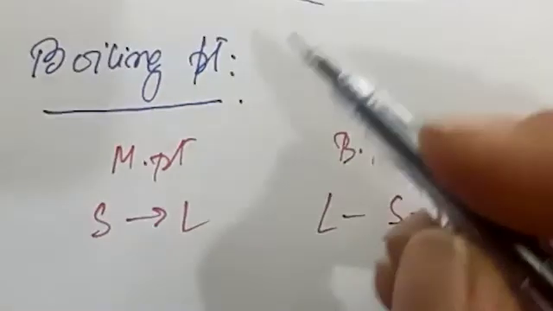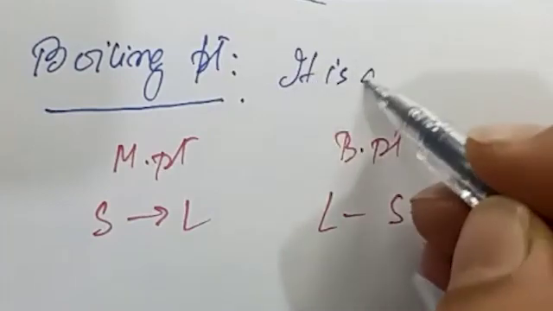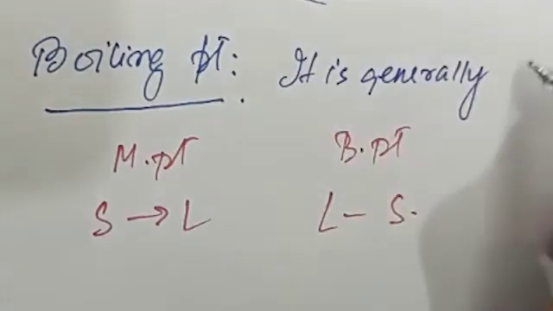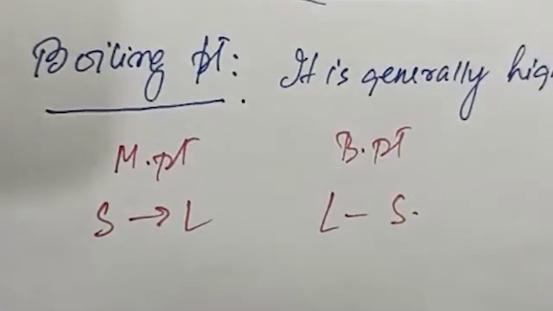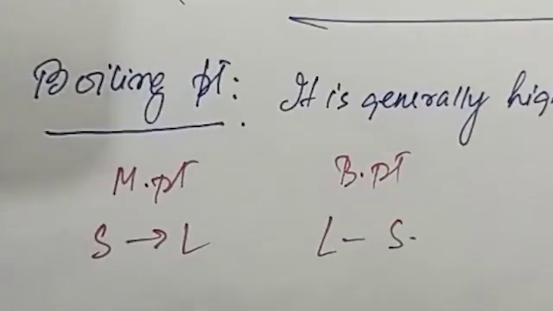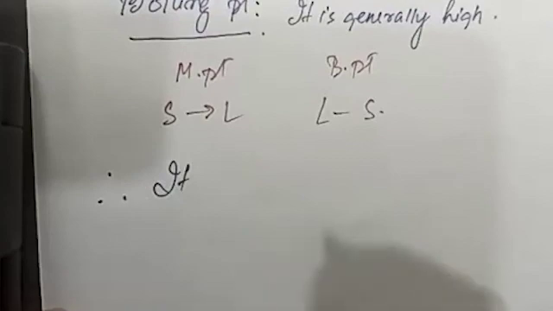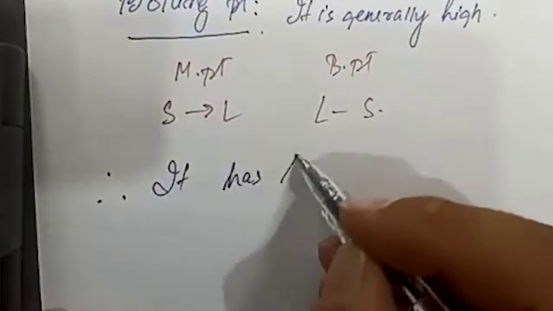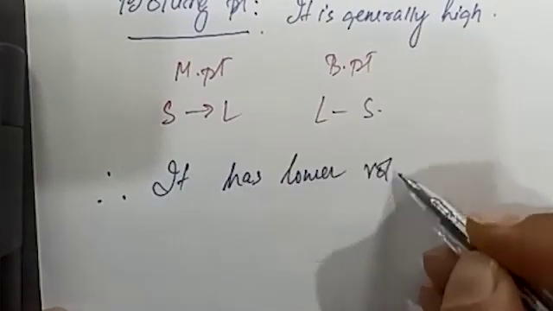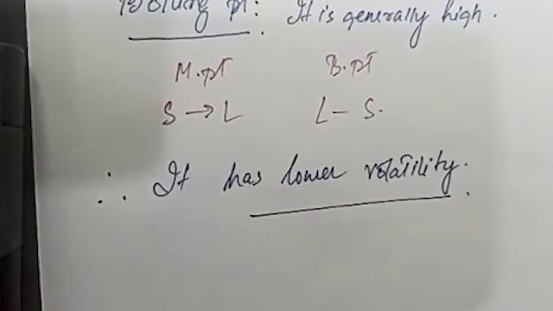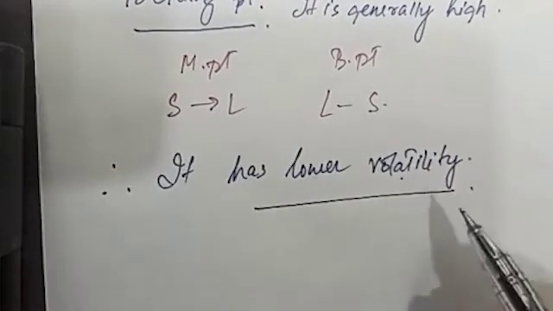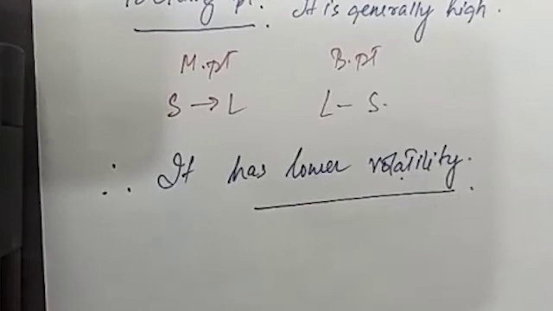The melting and boiling points are generally high. Therefore, what is the volatility? Therefore, it has lower volatility. Volatility means the tendency to form vapors.